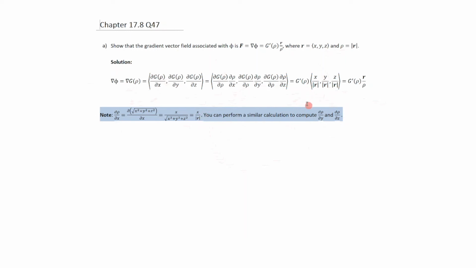All right, so if you look at this now, you've got x, y, z over the magnitude of r, but that can be written as r. The magnitude of r is rho, so rho can come outside, and the x, y, z remaining is just the vector r. And so this is the expression that you get for part A.